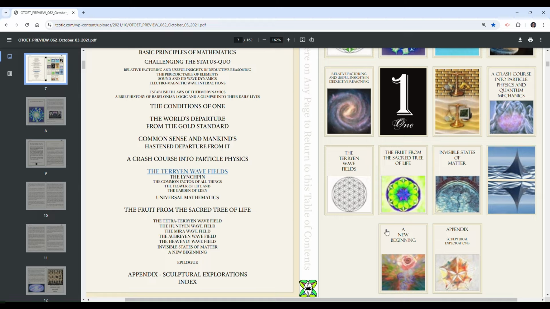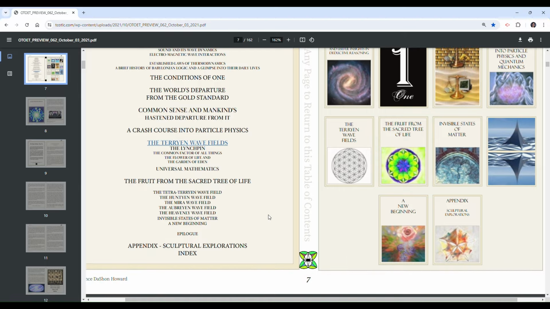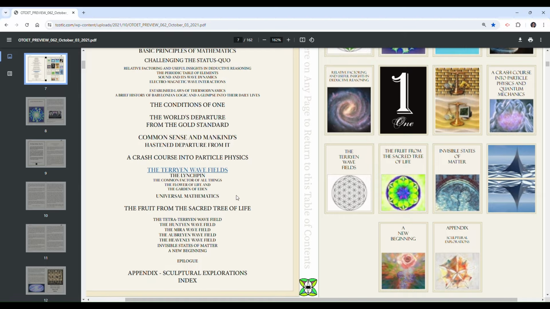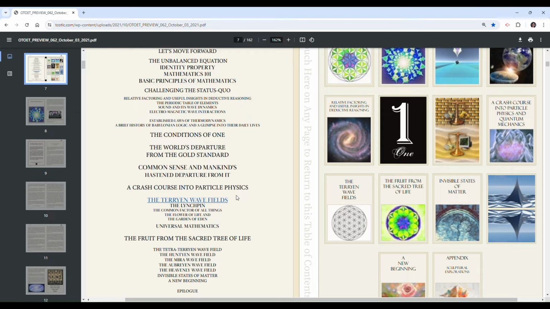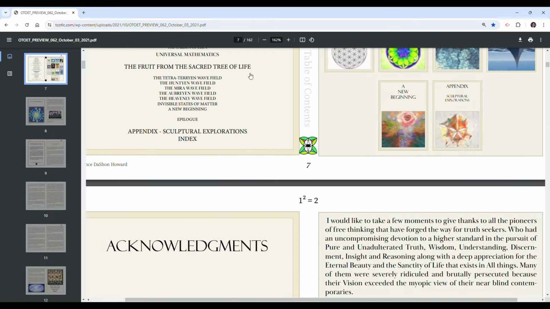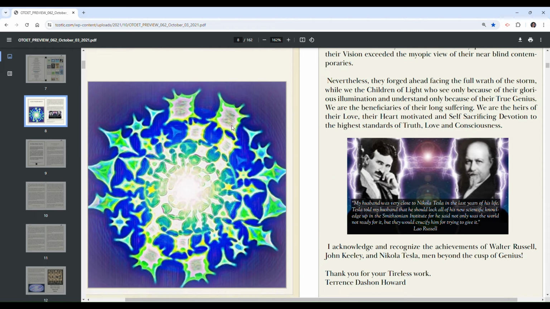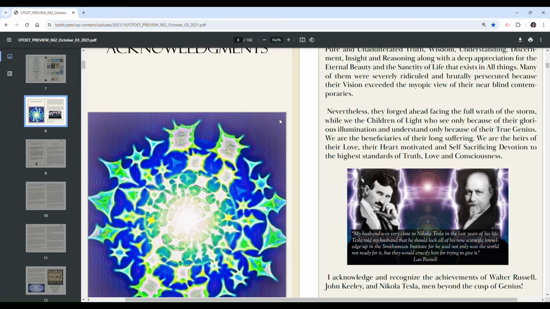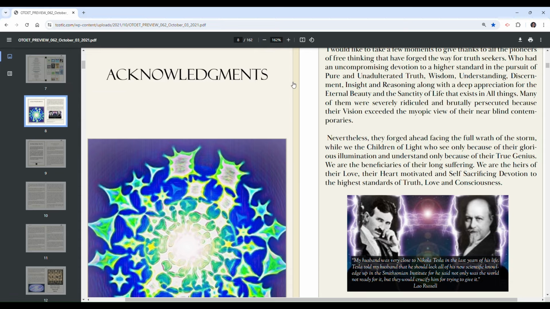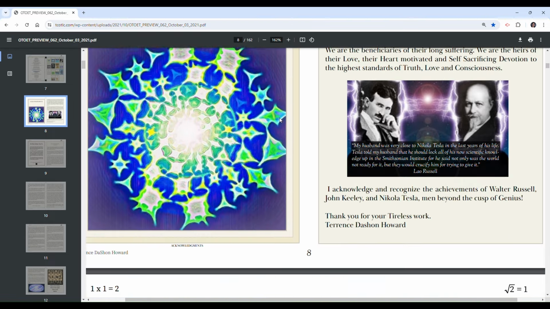He does have some sculptural stuff, which is cool. A lot of the book is pictures. I say it has 162 pages, but a lot of it's pictures, so it's not really like a 162-page book. Although then he's got this weird thing where he does two pages on one PDF page. I'm not sure why he does that.